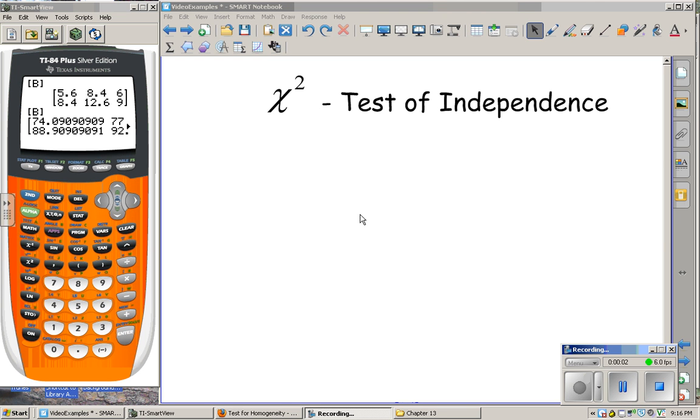Hello everyone, I'm going to show you an example of how to do a chi-square test of independence. And so hopefully this will clear some things up for you.